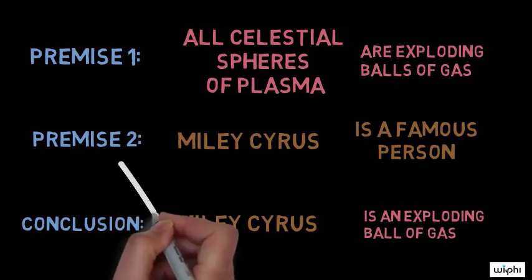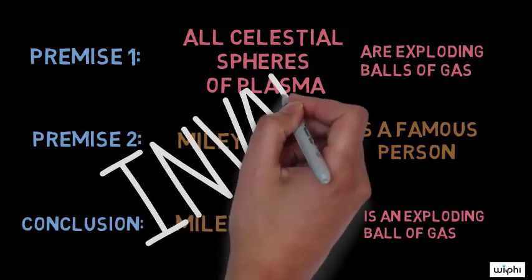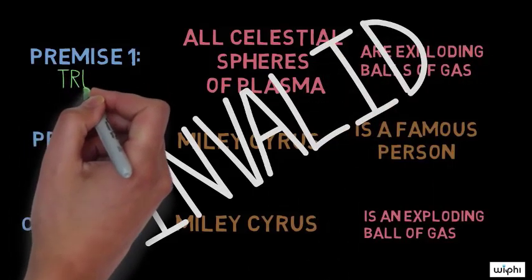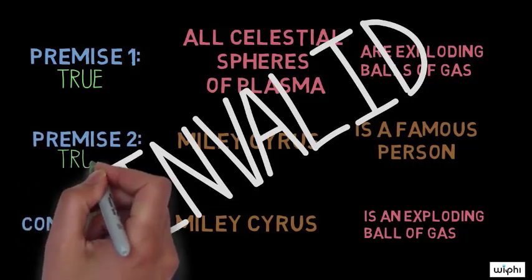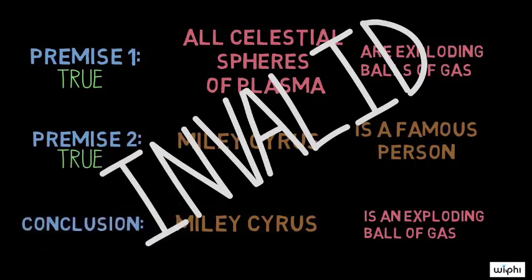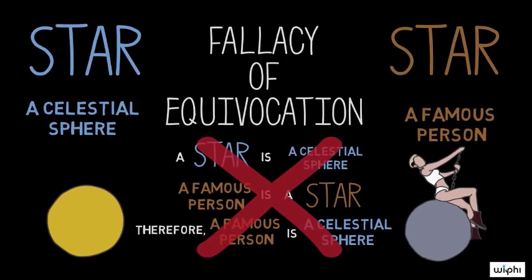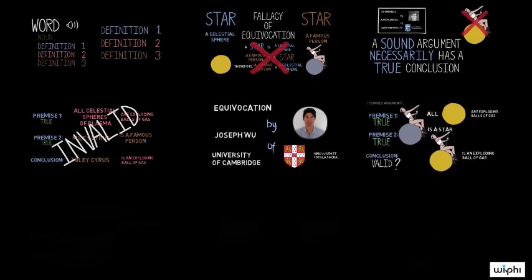Clearly, this argument isn't valid once we've gotten rid of the ambiguous term, star. Even though both of the premises are true, the conclusion does not follow. This example is surely far-fetched. After all, no one has ever equivocated Miley being a famous person with Miley being an exploding ball of gas. But now that we understand how this fallacy generally works, let's look at two examples that are not so easy to spot.